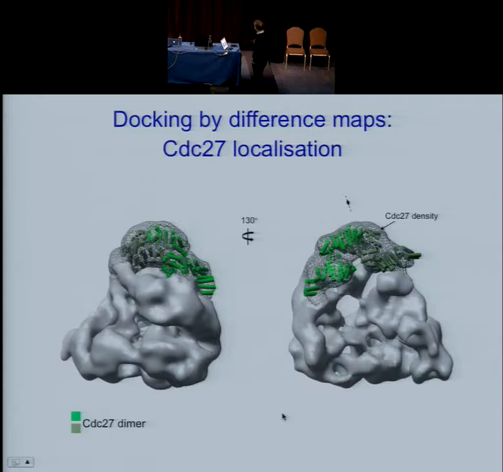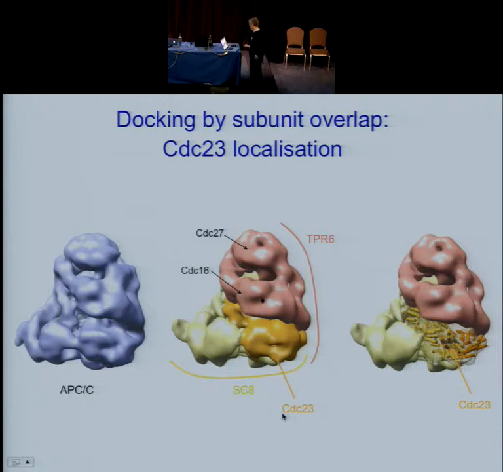CDC27. So we apply this approach actually for five APC subunits. But this approach is limited to, or depends upon, the ability to generate subcomplexes of the APC following the deletion of a particular subunit. And some subunits are required for scaffolding functions to help assemble the entire complex, and therefore their deletion will lead to either very small complexes which can't be analyzed by electron microscopy or destabilized structures lacking specific conformation.